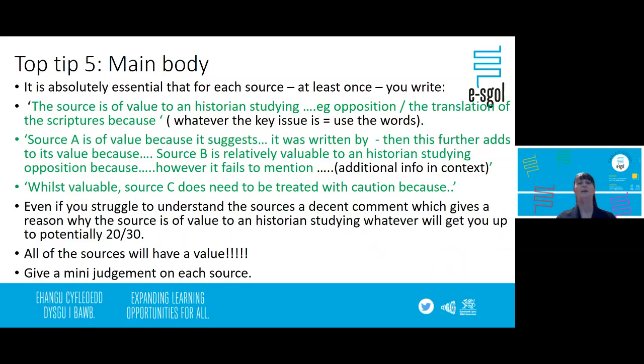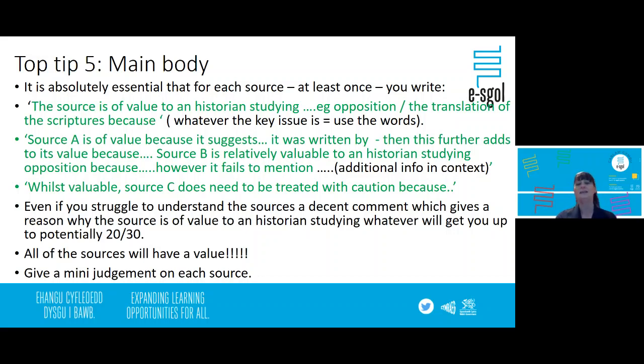In your main body, you might want to be explaining that it's essential that for each source, at least once, you write that the source is of value to an historian studying whatever the key issue is. It might be opposition, it might be the translation of the scriptures, it depends on what your personal question is. You might want to put things like, source A is of value because it suggests it was written by, then this further adds to its value because. So keep using that word value.